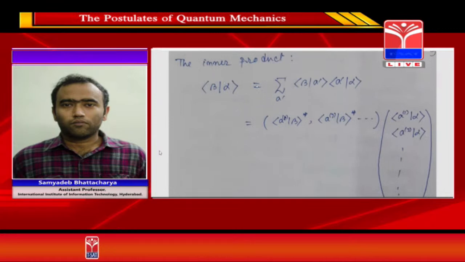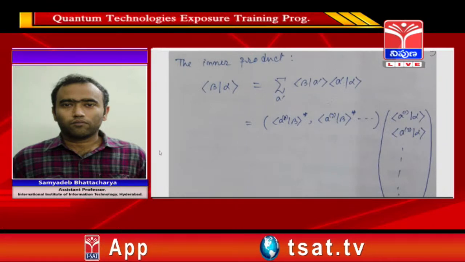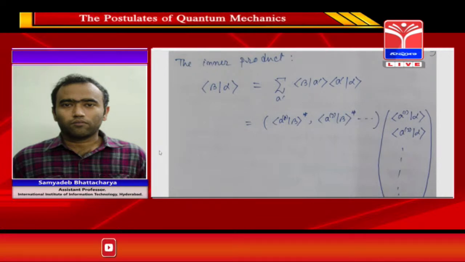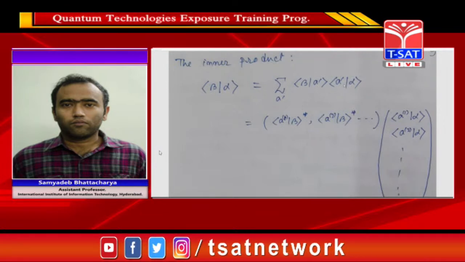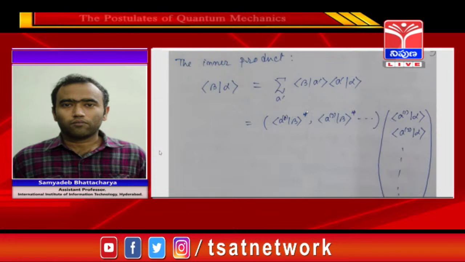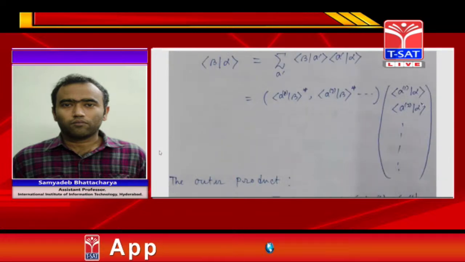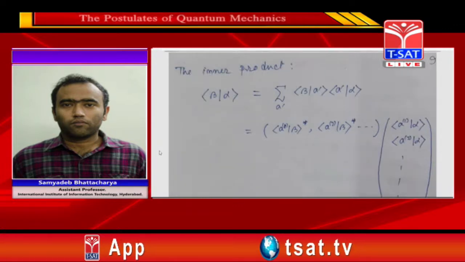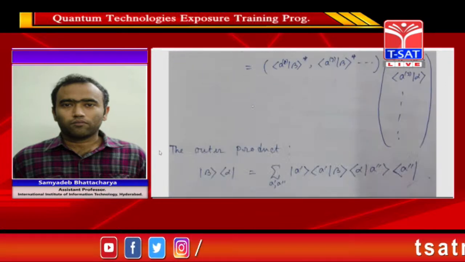So what is this inner product? Again, the inner product is B alpha. Again, we use this completeness condition. We have A prime, B A prime, alpha. So that is basically the row matrix, A1 B star, A2 B star and all that, and the column matrix, A1 alpha, A2 alpha and all that. This gives us this summation. So basically, this is again the matrix rule that we can reproduce here.